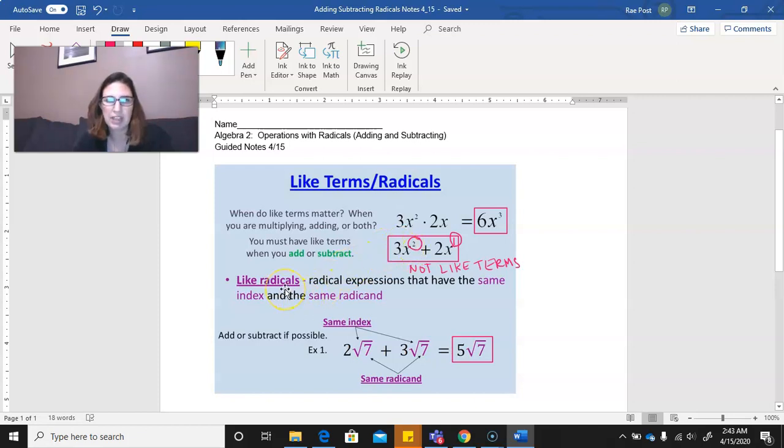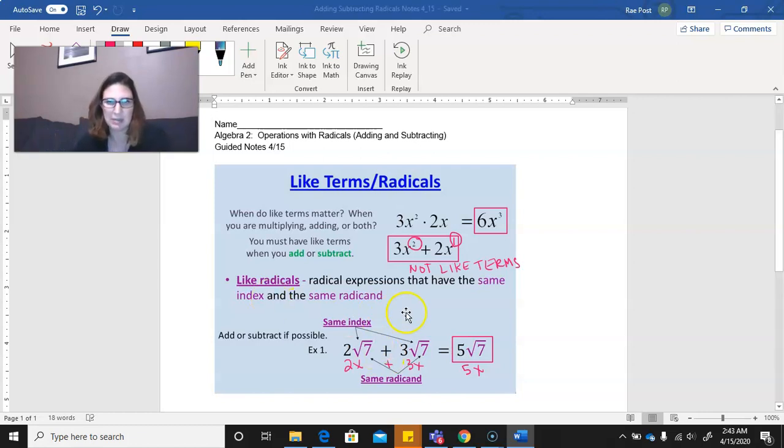So the same thing with like radicals, they have to have the same index and the same radicand. So they're just like adding and subtracting where they're a little bit fancy. So for example, 2 times the square root of 7 and 3 times the square root of 7, you can add them together and you can get 2 plus 3 is 5 times the square root of 7. If you think about it, it's kind of like saying 2x plus 3x gives you 5x. Kind of the same idea here.